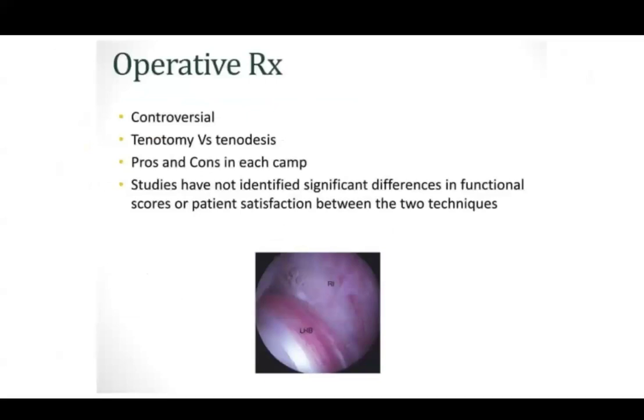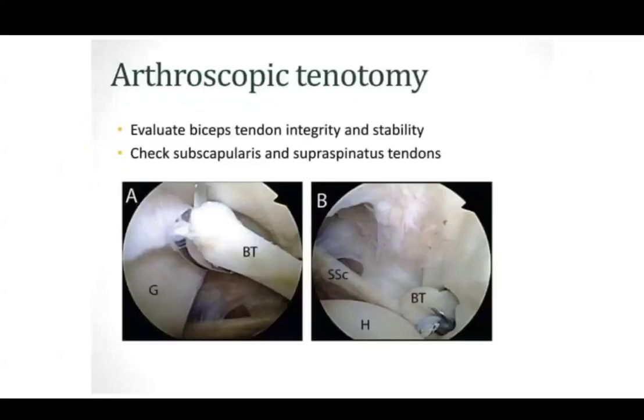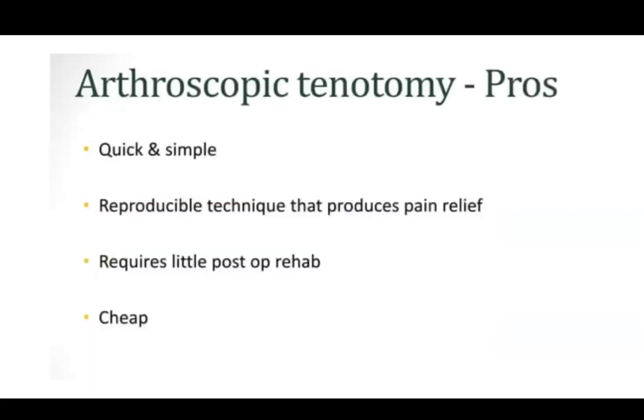If this doesn't work, you would go in for two types of surgeries. Mainly, you have the tenotomy versus the tenodesis. Each has its own pros and each has its own cons. The tenotomy is nothing but cutting the tendon and separating it from its origin. It's a quick and simple procedure. It is a reproducible procedure that can be performed arthroscopically or in an open manner. It requires little or no post-op rehab, and it is very convenient.